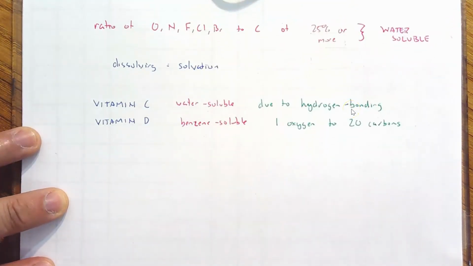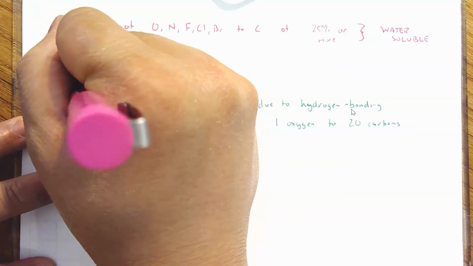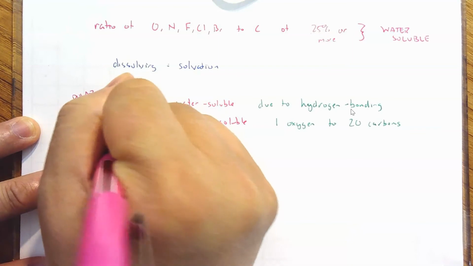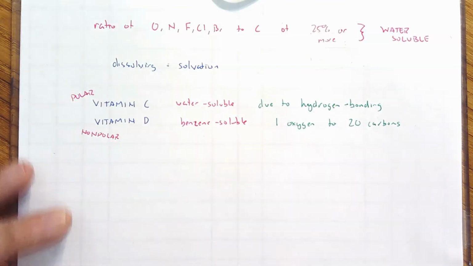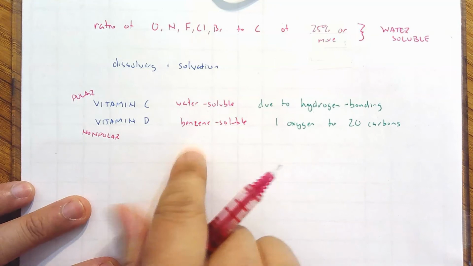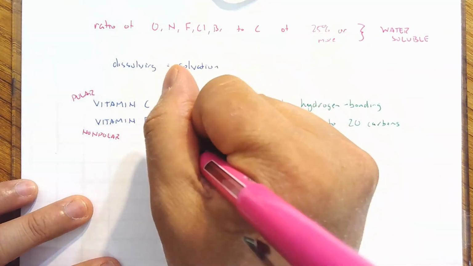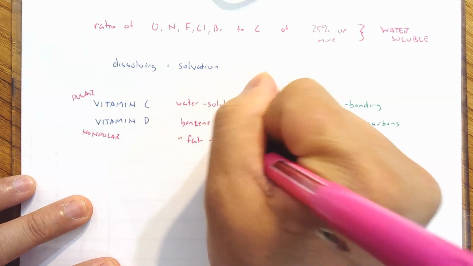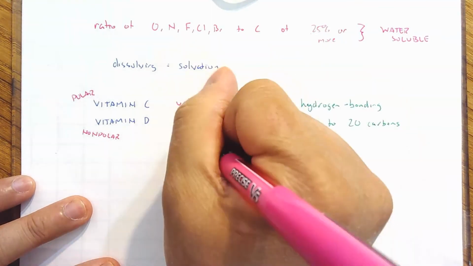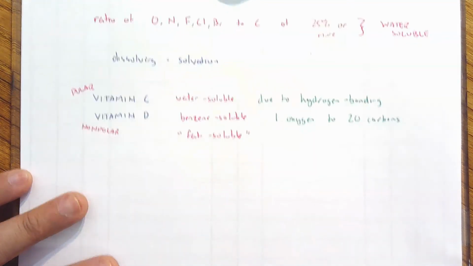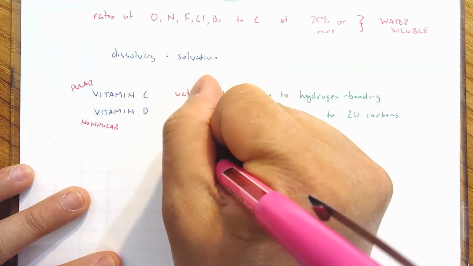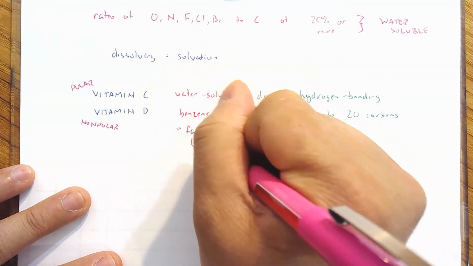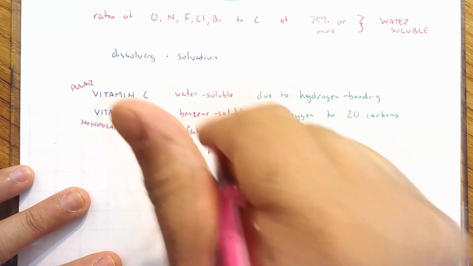So vitamin C, we'll say it's polar, and vitamin D, we'll say it's nonpolar. Now, another way to say benzene soluble or not water soluble is fat soluble. Why is that the case? Vitamin D will collect in your fat deposits, fat cells, because fat is made up of long hydrocarbon chains. So fats are very nonpolar.